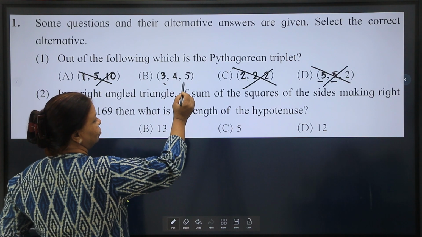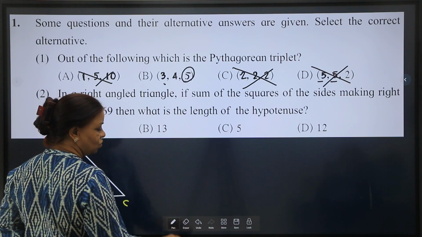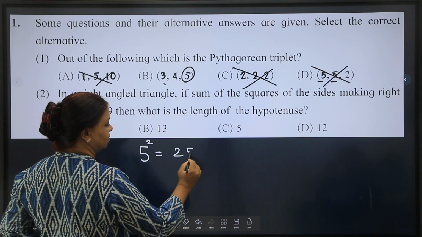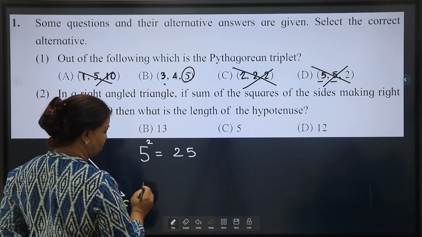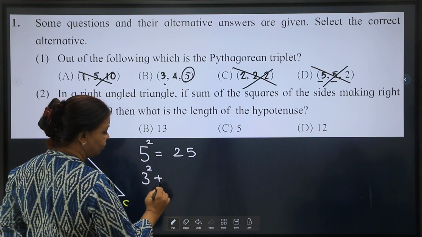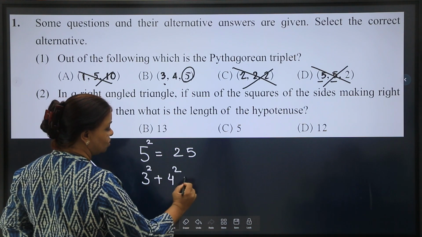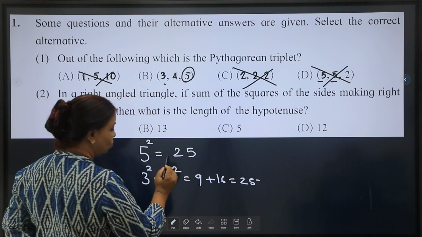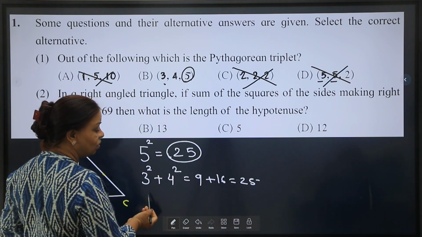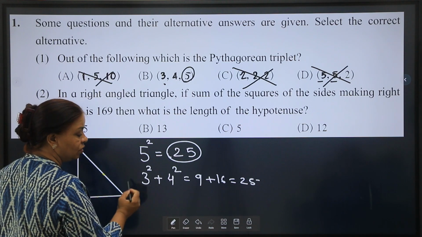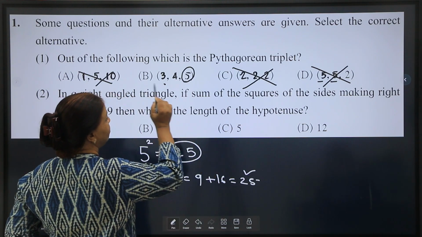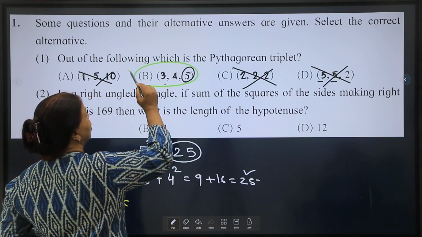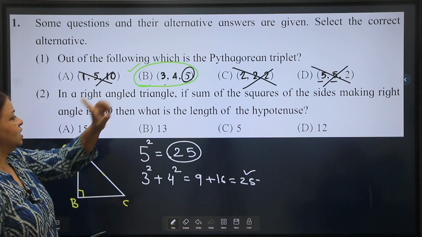Out of option B, 5 is the largest number, so I will find the square of 5. I will get 25. The other two numbers are 3 and 4. Find the sum of the squares of those two numbers. 3 square is 9, 4 square is 16, which sums to 25. So the square of the largest number is equal to the sum of the squares of the other two numbers, and that means option B is the Pythagorean triplet. So the answer for the first one is B.